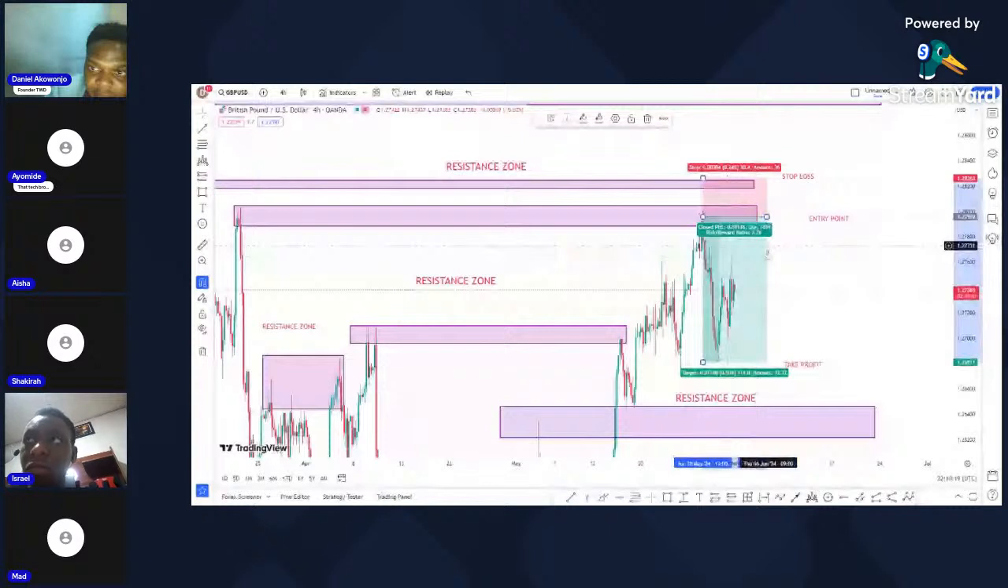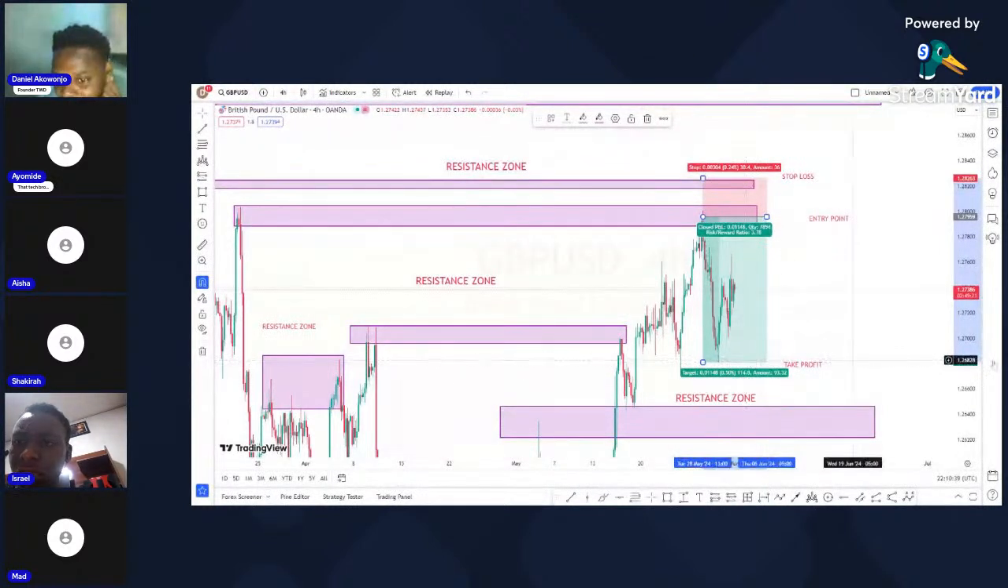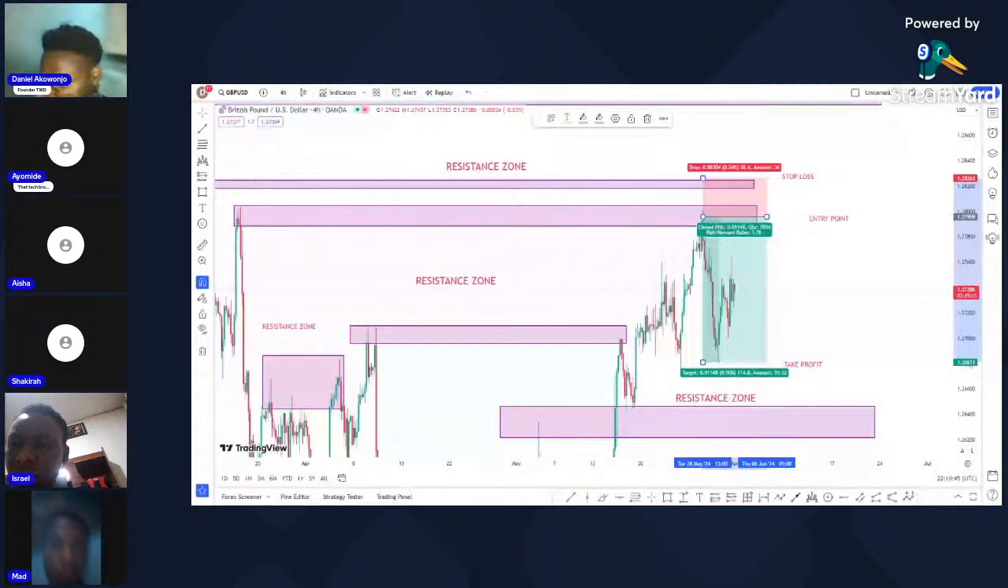It's showing 1.28263. This is the stop loss you will input in your MetaTrader. Hope you're understanding. The take profit is 1.2682. It is showing the prices here. These are what you input in your MetaTrader. Your entry is 1.27959. Once you click sell, this doesn't matter.